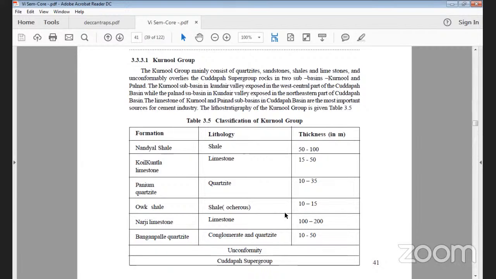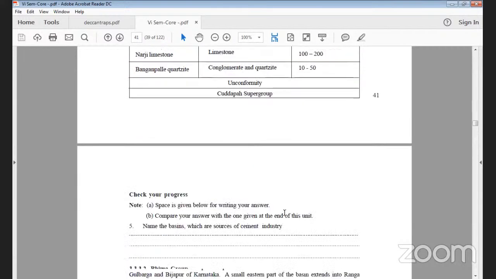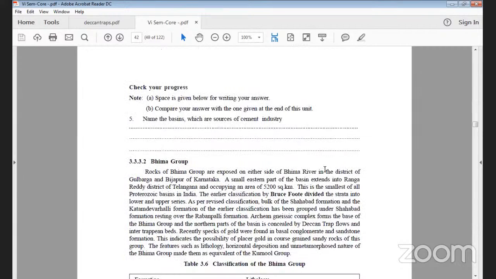Next one is the Koilkuntla formation. The Koilkuntla formation lithology contains limestone, and the thickness is around 15 to 50 meters. Nandyal shale is the next one. The lithological formation is shale, with a thickness of 50 to 100 meters. Yeah, this is about the Kurnool group.